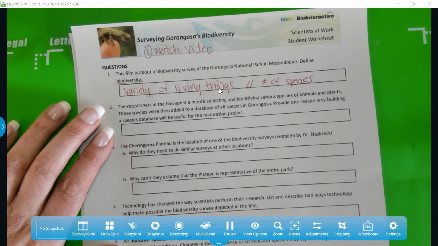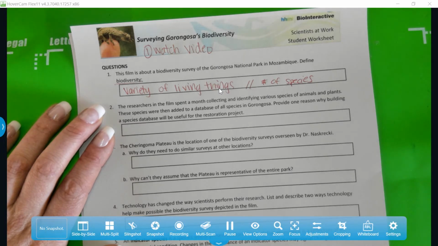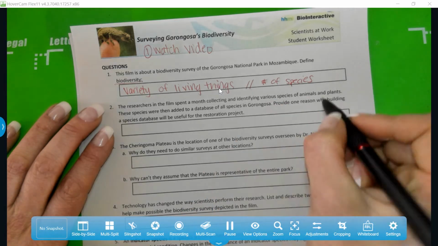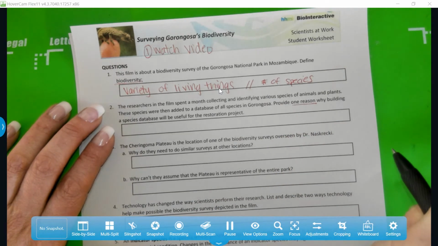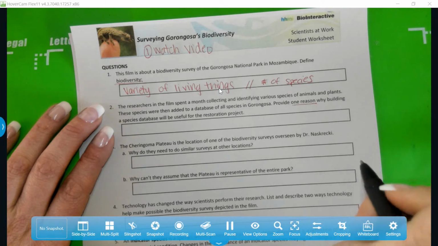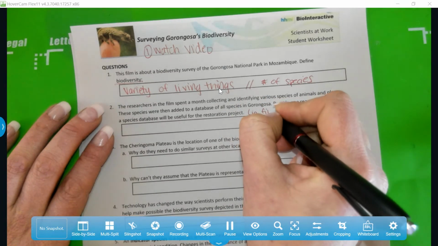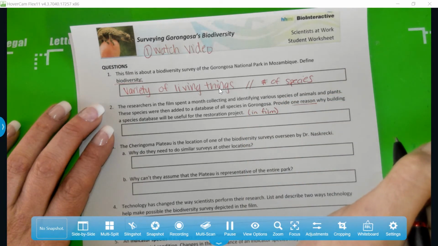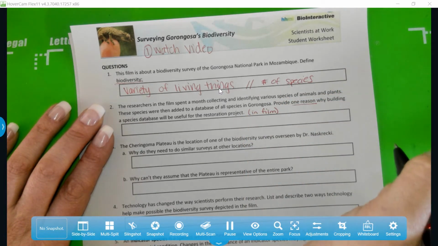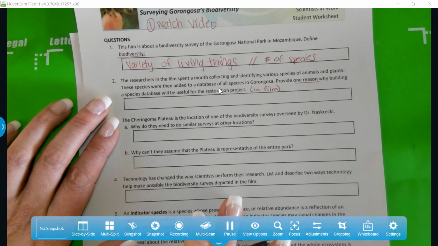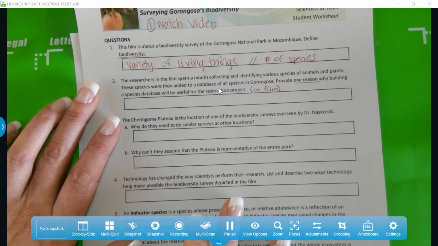Number 2 says that the researchers in the film spent a month collecting and identifying various species of animals and plants, and that those species were added to a database of all the species in Gorongosa. And it's asking you to provide one reason why building a species database will be useful for the restoration project. And so for that one, that is in the film. If you have notes, you can use those, or you can go back and listen for that. Why is it going to be useful for researchers to know how many species there are in Gorongosa?